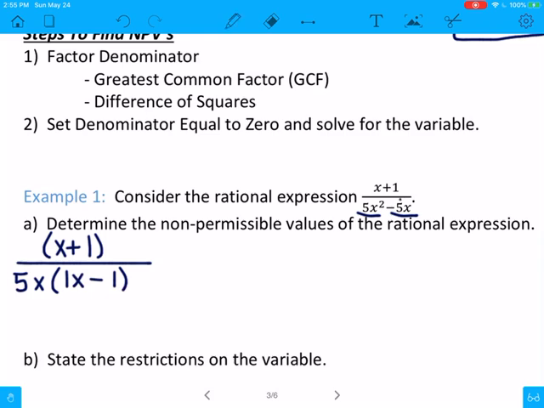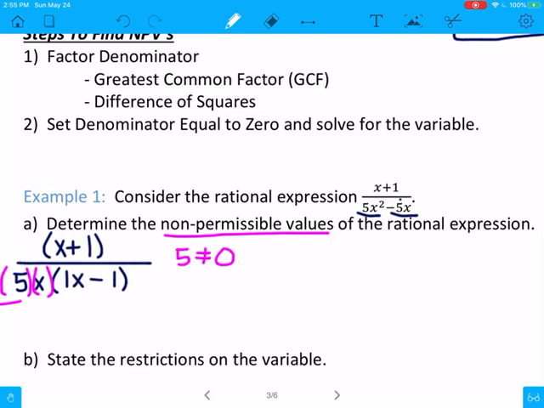Now what else did I tell you? I told you that this 5 and x are multiplied together so they can go in their own brackets, right? But the 1x minus 1, or you could just write it as x minus 1, has to be in a bracket together because they're sewn together with that minus sign. Now to figure out the NPVs, you take each bracket separately off to the side and you set it not equal to 0. Okay, so to get those non-permissible values, I'm going to take the 5 first because that's my first one. I'm going to go 5 cannot equal 0.